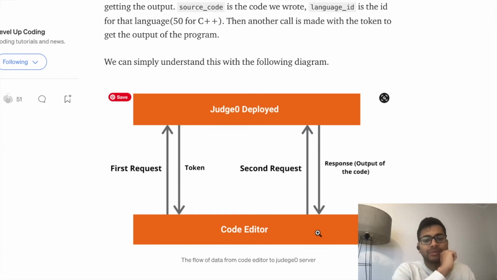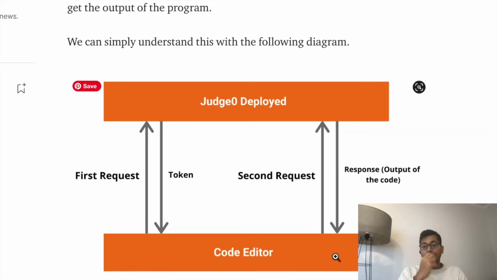Now you might ask me why they do it like that. If they send the request, why don't they give us the response immediately? The thing is, suppose one code takes like 30 seconds to execute. Do you really want to wait for 30 seconds for the code to work? No, right? So that's why they send a token immediately, and then you can retry the same token again and again till you get the response.